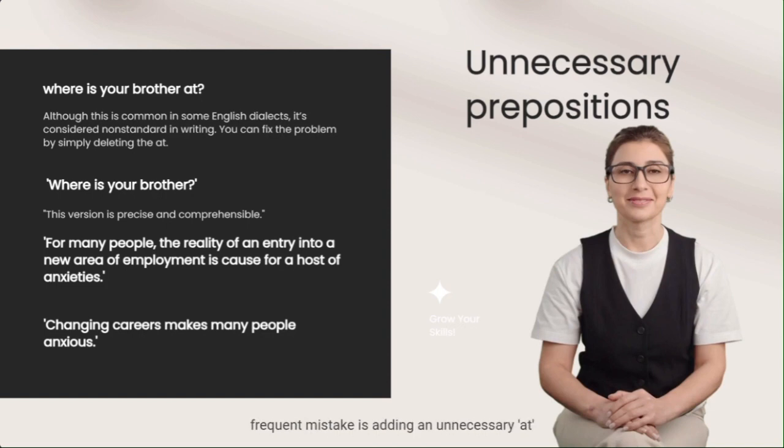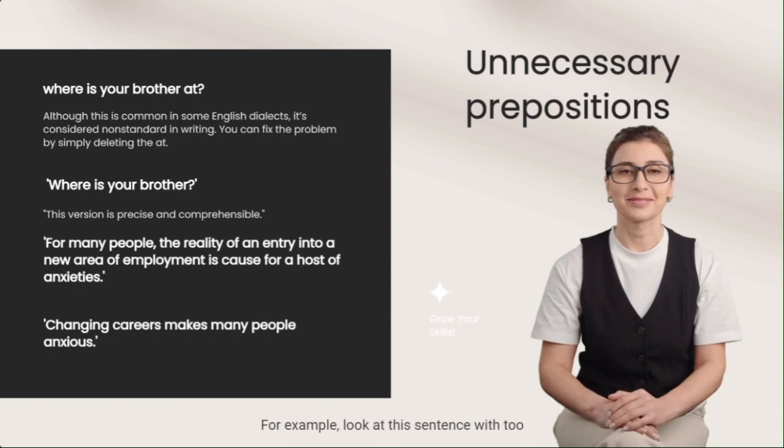One frequent mistake is adding an unnecessary at to the end of a question. For instance, where's your brother at? While this might be common in some English dialects, it is considered not standard in formal writing. Simply removing at corrects it. Where's your brother? This version is clear and concise, right? Sometimes, if you're unsure which preposition to use, it's worth trying to eliminate it entirely. Removing an unnecessary prepositional phrase can tighten up your writing.